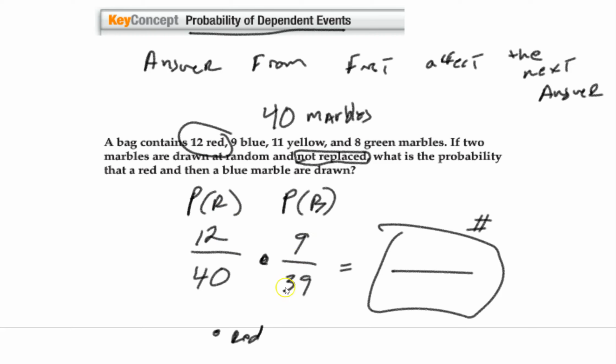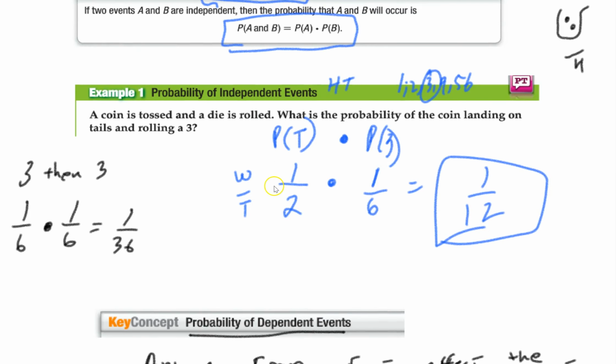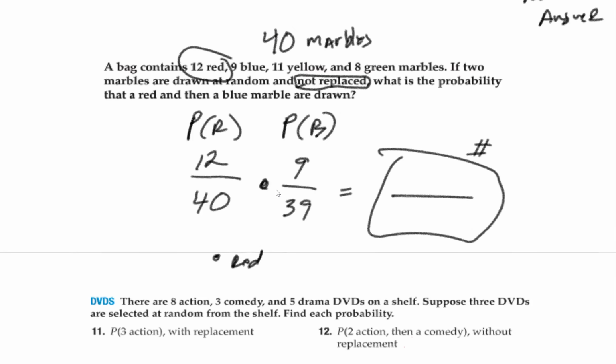So what happens the first time affects what happens the second time. You lose the value here. Independent events, they have no effect on each other. You just multiply them together.